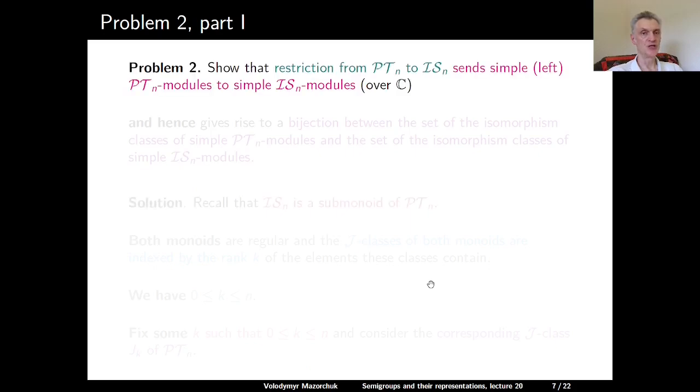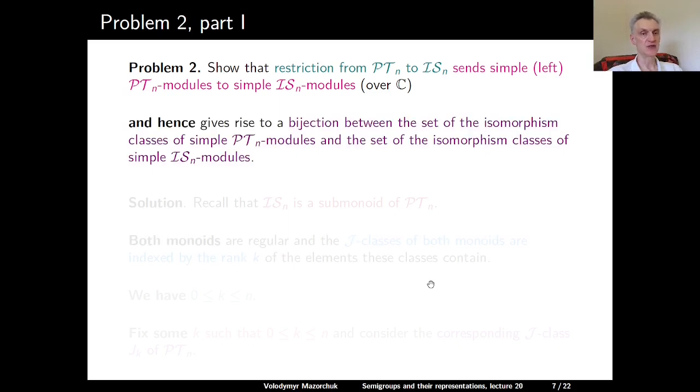Problem 2. Show that restriction from PTn to ISn sends simple left PTn modules to simple ISn modules over the field of complex numbers, and hence gives rise to a bijection between the set of the isomorphism classes of simple PTn modules and the set of the isomorphism classes of simple ISn modules. Solution. Let us recall that in general ISn is a submonoid of PTn.